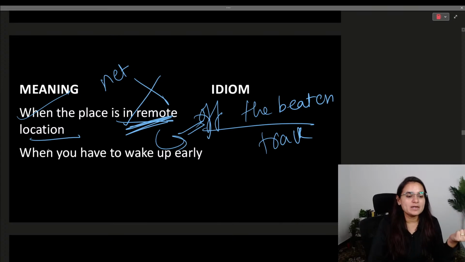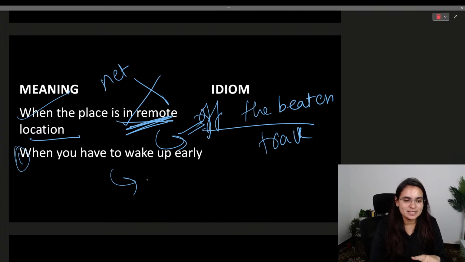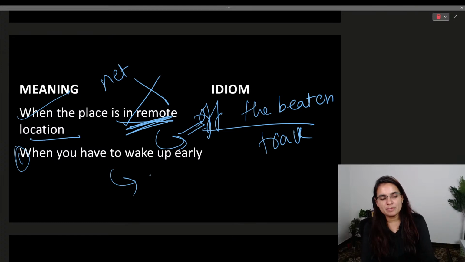When you have to wake up early, what is the idiom for that? Off the beaten track. Beaten track, off is the wrong idiom. Off the beaten track is the correct idiom. When you have to wake up early, what is the idiom for that? How many of you remember it?